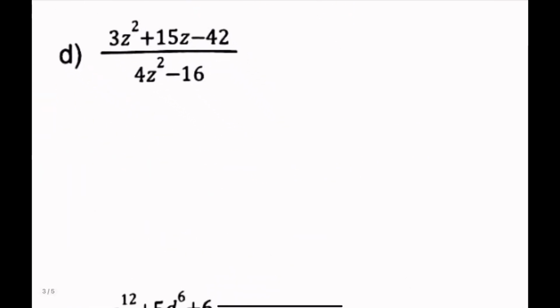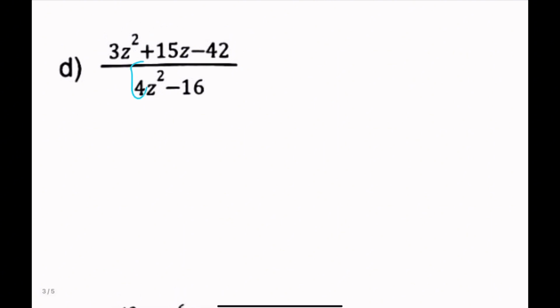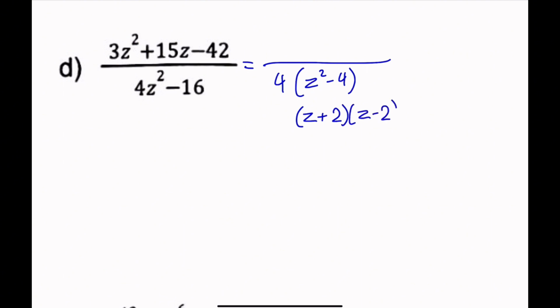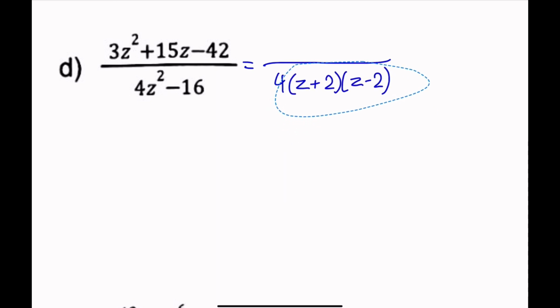For number D, the first thing you see here is you want to take out the 4 here. Let's just deal with the denominator first, and then we'll get to the numerator. If we take the 4 out, then it becomes z squared minus 4, and this is also a difference of squares. So this becomes z plus 2, z minus 2. I hate z because it looks so much like 2. So we have 4 and then z plus 2, z minus 2.